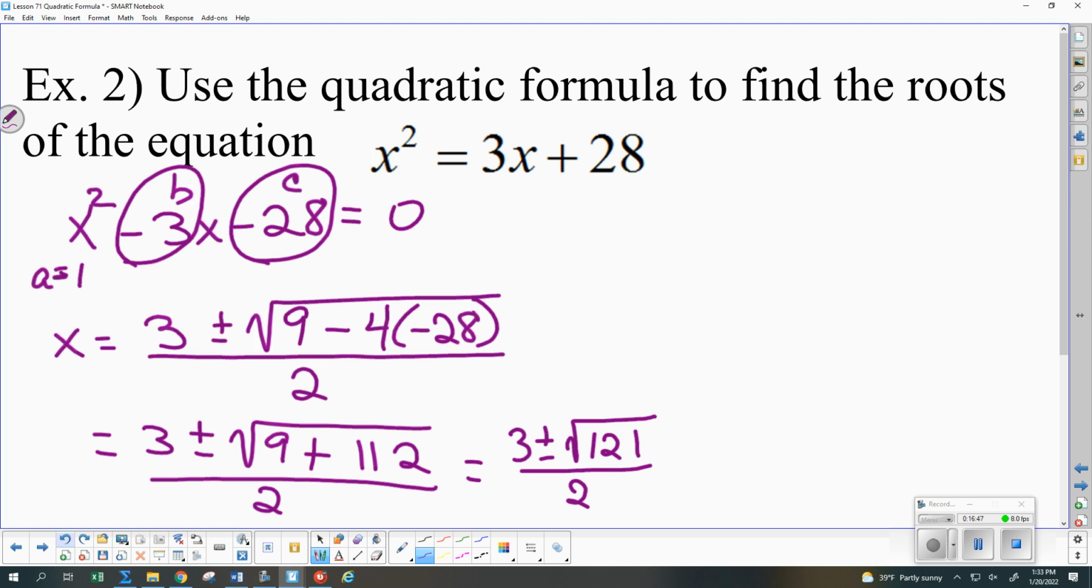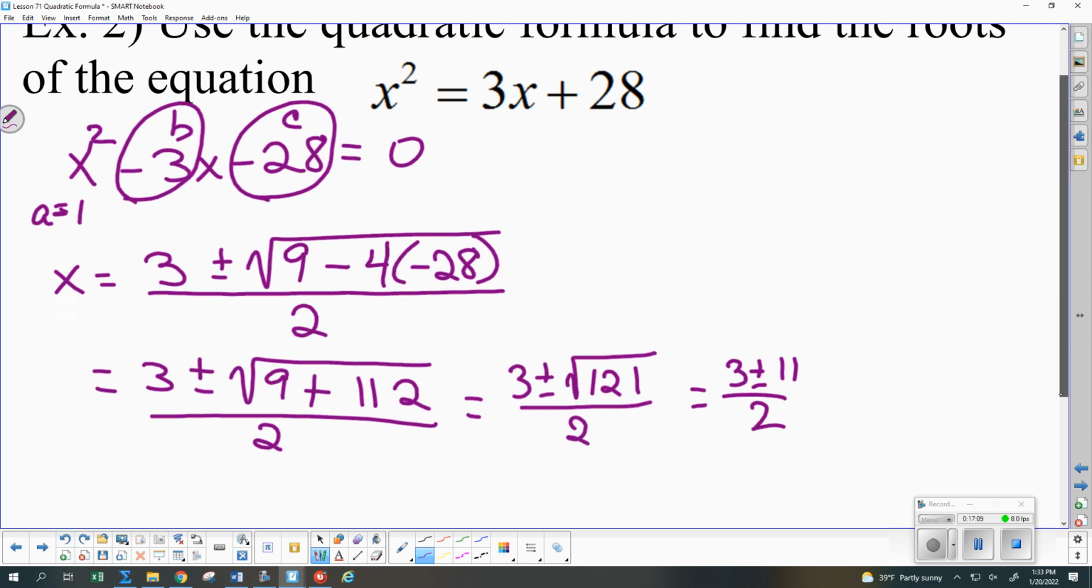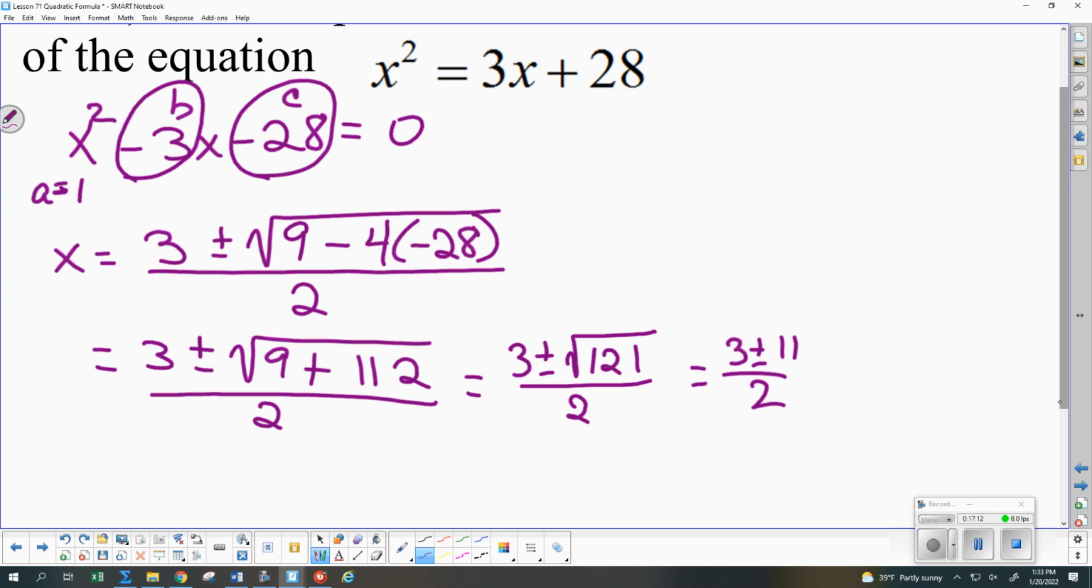Yeah, why not? Because we know the square root of 121 is just 11, so we have 3 plus or minus 11 over 2. Now am I finished? Yes? No? What do I have to do? So I have to do the 3 plus 11 is 14 over 2, so that's 7. 3 minus 11 is negative 8 over 2 is negative 4. So 7 and negative 4 are my solutions.